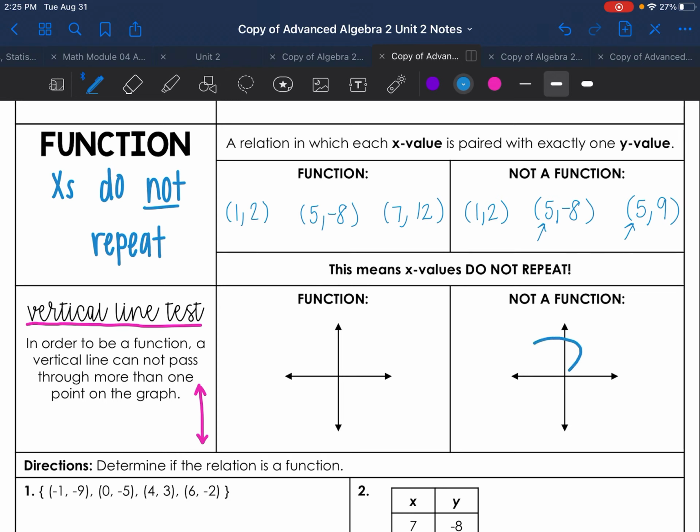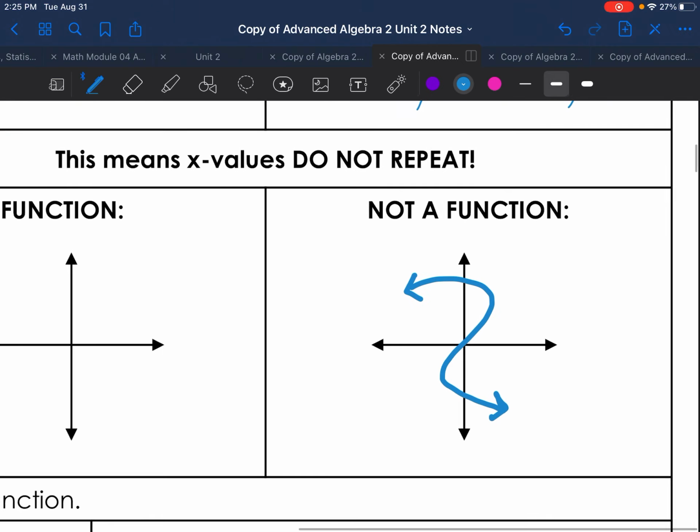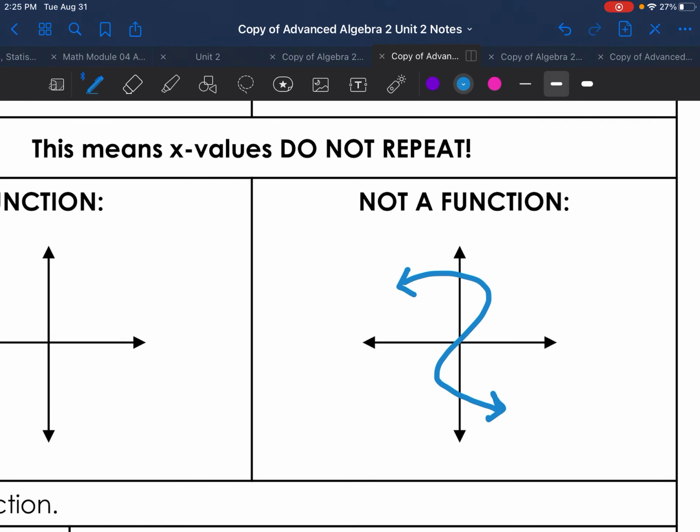Let's say I have this graph. This is not a function because if I draw a vertical line, that vertical line hits my graph more than once. It actually hits 3 different times. That means it's not a function. All 3 of those points would have the same x value, probably like 1.